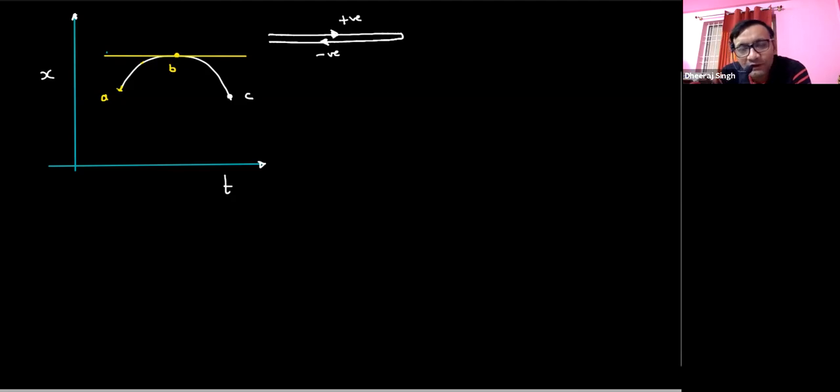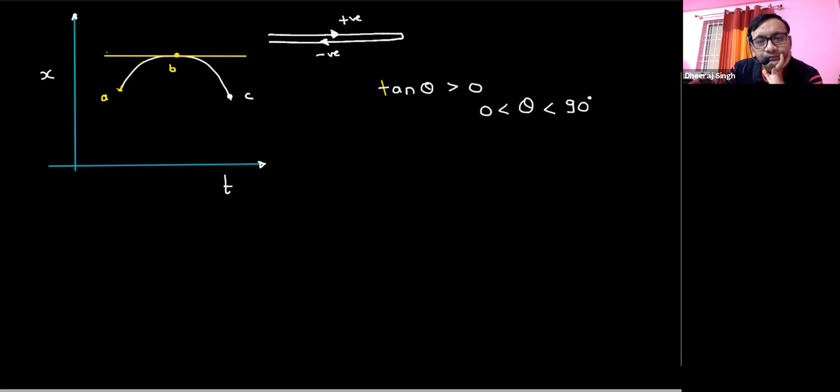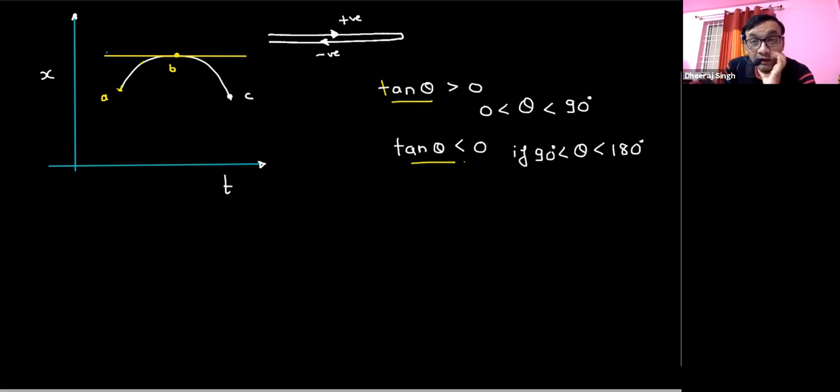What is velocity, by the way? Velocity is tan of the angle the tangent makes with the x-axis. So how much is the angle this tangent is making with the x-axis? 0 degrees. So tan of zero is zero. You also need to know that tan of theta will be greater than zero for theta between 0 and 90 degrees, and tan of theta will be less than zero if theta is more than 90 and less than 180. These things, better if you remember them.